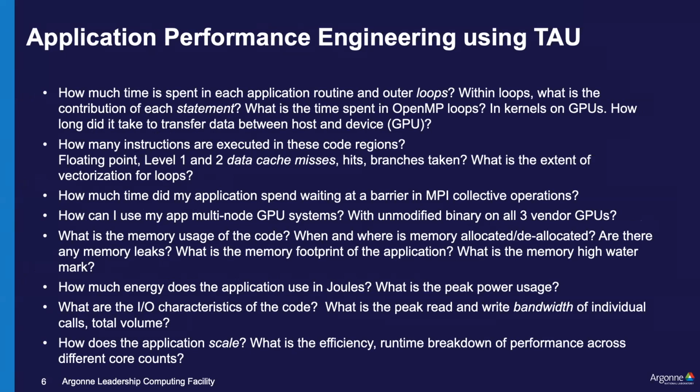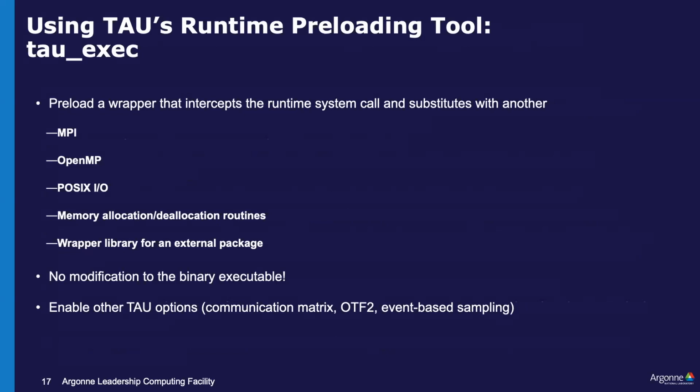It tells you how much time is being spent in different code regions, even at the function level, even at the statement level. You can see how much time your application took. Instead of time, you can replace it with hardware performance counter data. You can see the time spent in barriers in MPI collective operations, how much time is wasted in those barriers in MPI all-to-all, for instance. You can see the time spent in different GPU runtimes, the memory usage, the energy, I/O, even how the application scales. So the tool to use is tau_exec.